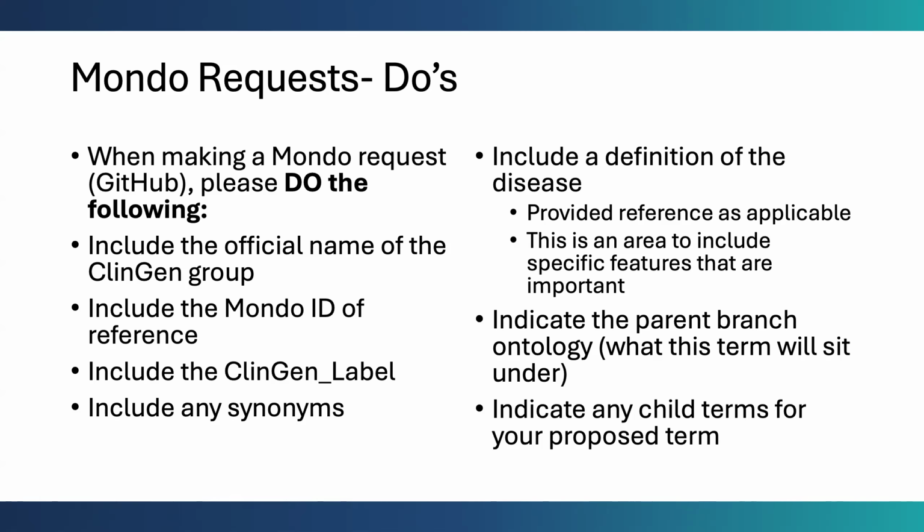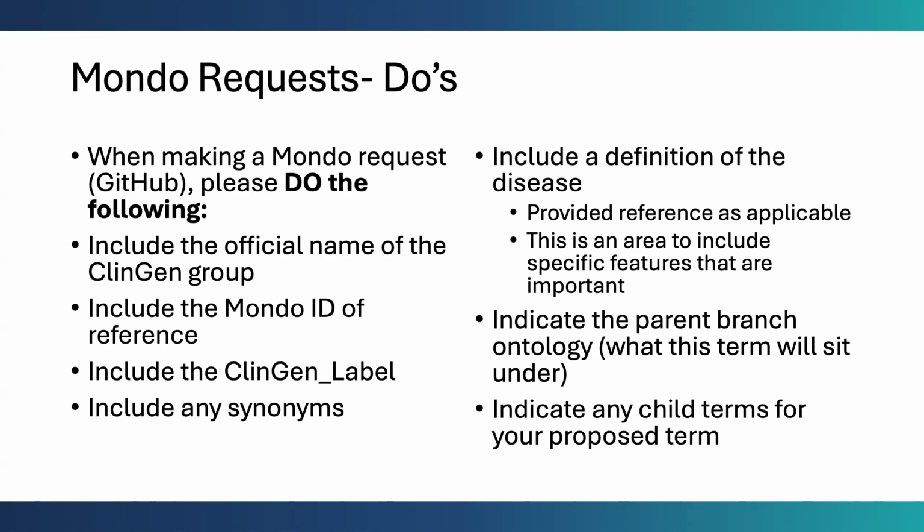Also, you want to indicate your parent branch of the ontology. Just like we saw with inherited retinal dystrophy, that's a parent branch. That's that overarching general descriptive term. You get to decide and help them, meaning Mondo, say, yes, this is the correct branch. Nope, it's not. You may even have to request a new parent branch. You can do that in this request too and give the same definition, ClinGen label and ClinGen name.